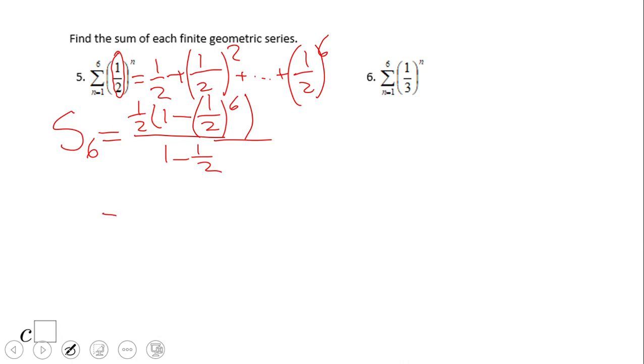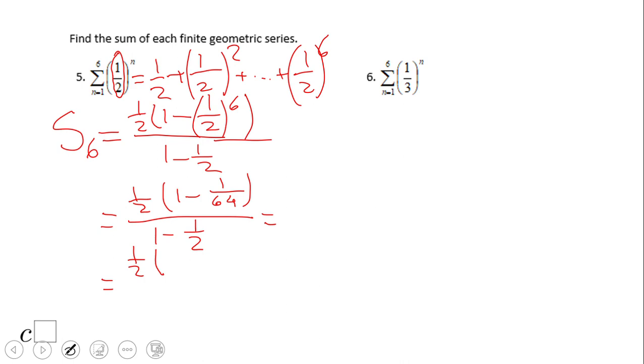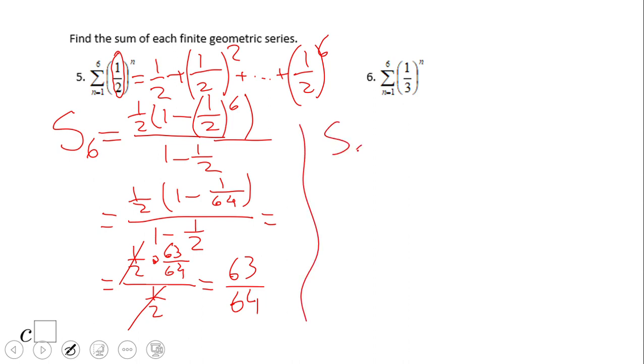I know there are a lot of fractions here. So let's see, 1 over 2, 1 minus 1 over 64. Over 1 minus 1/2. So that will give us what? 1/2 times 63 over 64, right? Over 1 minus 1/2, it's 1/2. You can simplify like this here, and you end up with 63 over 64. That is the sum of the 6 terms of that geometric sequence. And you notice that is close to 1. If you keep going, you're going to notice this series converges to 1.